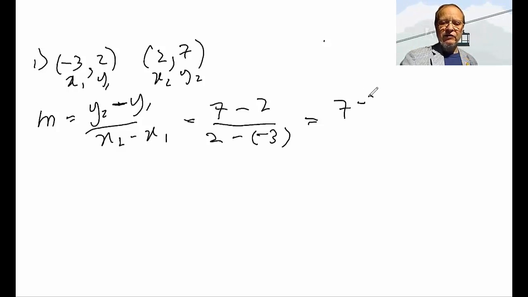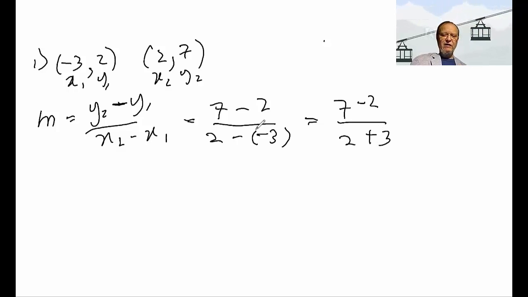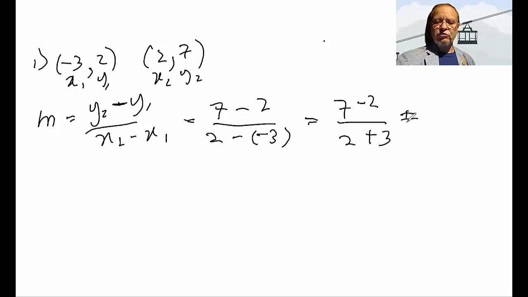So now we're going to solve this. 7 minus 2 over 2 plus 3. Remember, a negative and a negative is a positive. And that will be equal to 7 minus 2 is 5, 2 plus 3 is 5. So that means that our slope is 1.